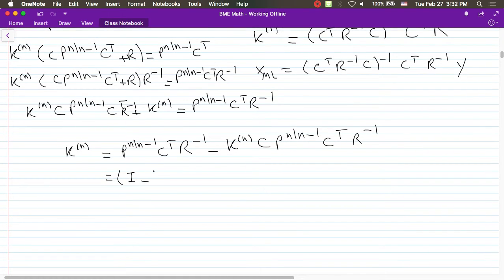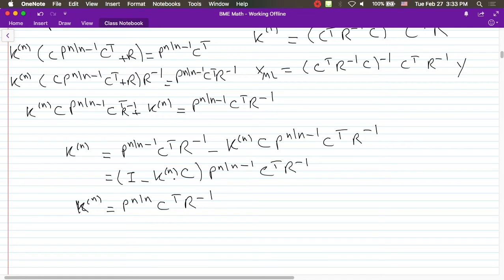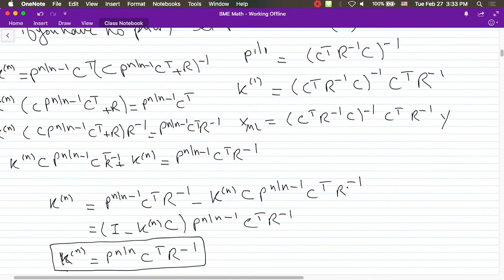Which is equal to I minus K of n C. So this is a useful equation because it tells me what's my Kalman gain in terms of the posterior uncertainty. The left side here, I minus K C P of n given n minus 1, this is the posterior uncertainty. So I have the Kalman gain in terms of the posterior uncertainty, and here's the posterior uncertainty after the first data point, which is K.